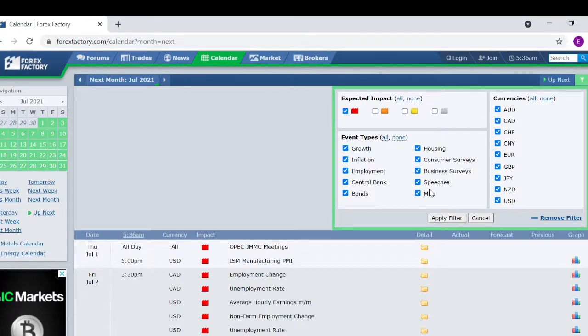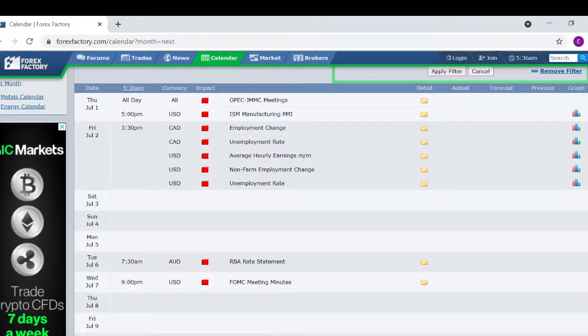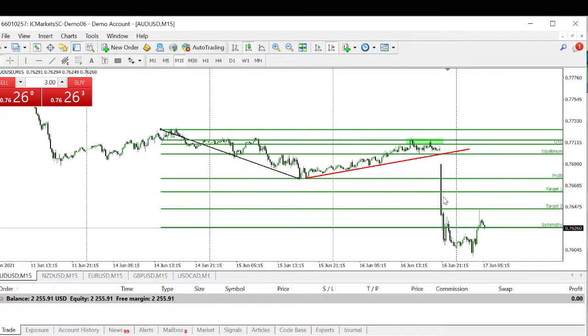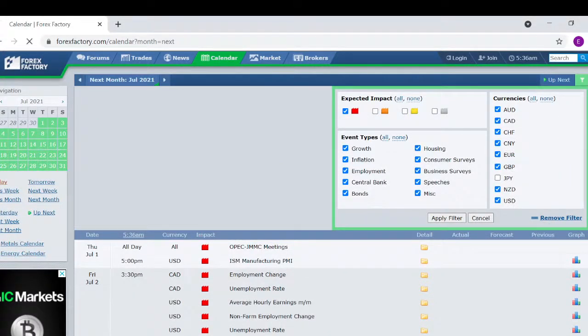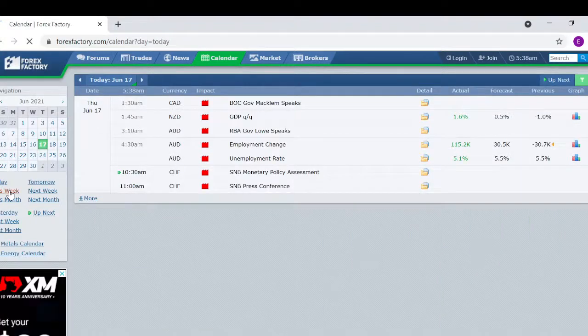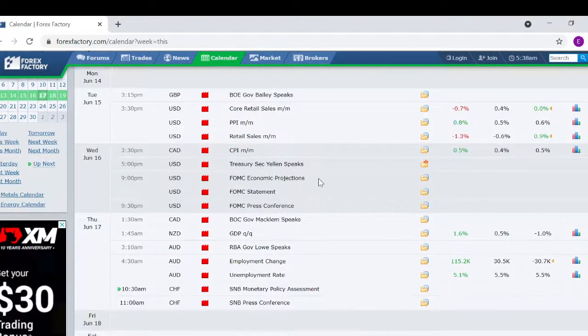Let me minimize. Anyway, that's my findings. FOMC is very effective. FOMC, especially FOMC in terms of statement release and economic projections. These are very important indicators.